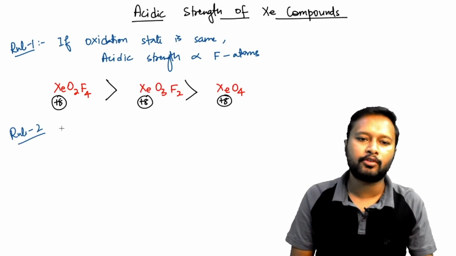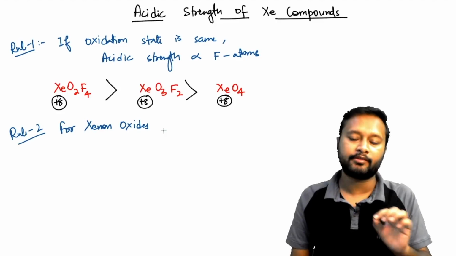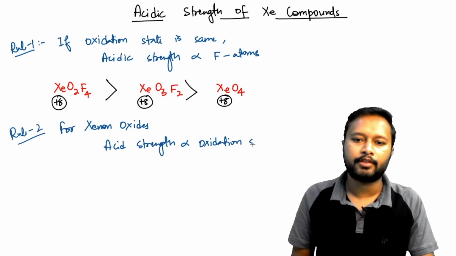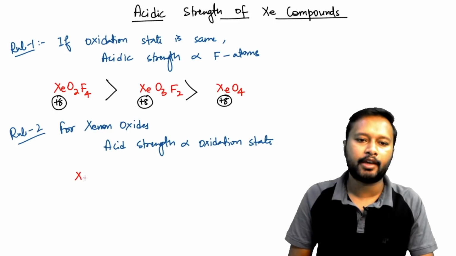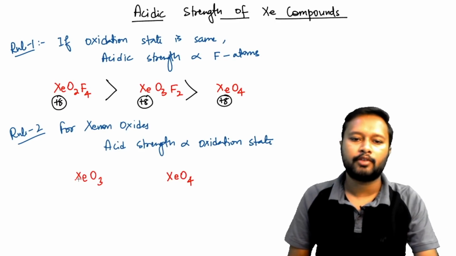The second rule is for your xenon oxides. You have to do it only for xenon oxides, not for xenon fluorides and not for xenon oxyfluorides, just for xenon oxides. Here your acidic strength is proportional to your oxidation state. So for example, let's say I have XeO3 and I have XeO4. So these are xenon oxides.